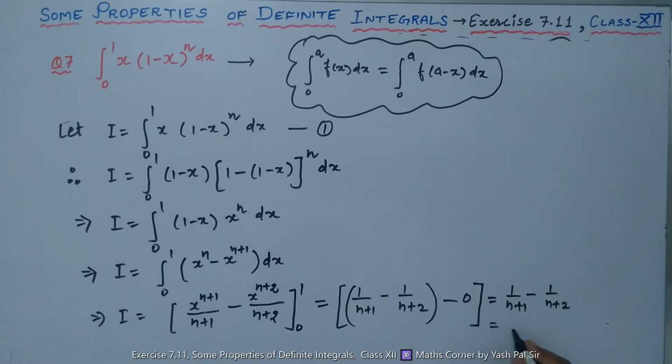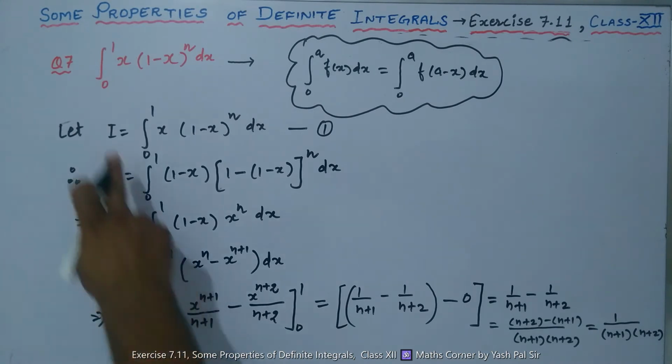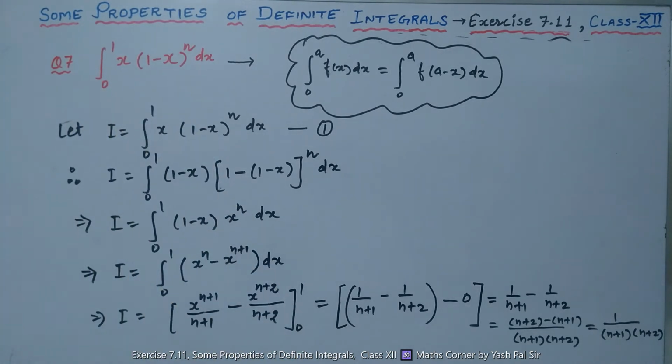Lastly, we can write this equal to (n plus 2 minus n plus 1) upon n plus 1 into n plus 2. Here n cancelled, 2 minus 1 is 1. So the answer is 1 upon n plus 1 into n plus 2. This is the answer of I, that means the answer of question number 7.